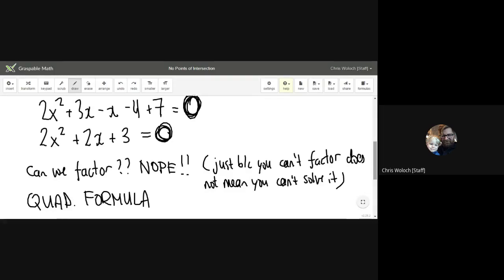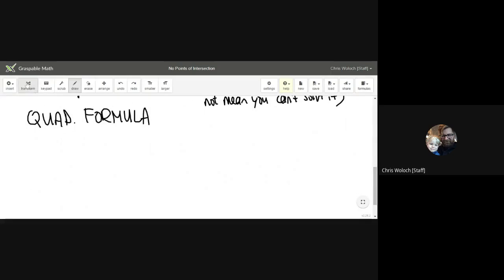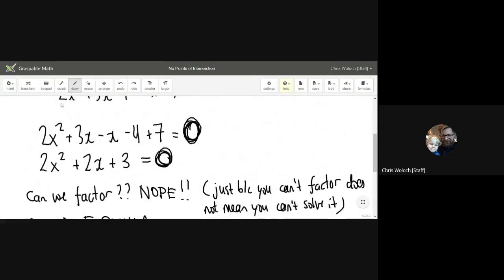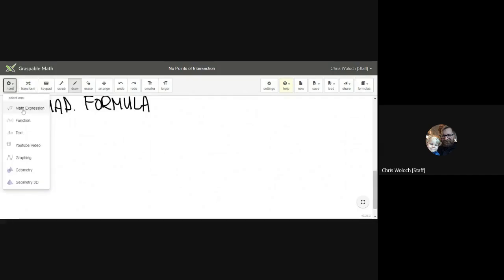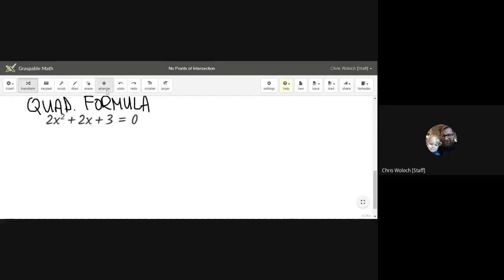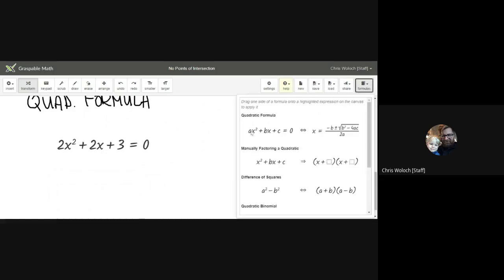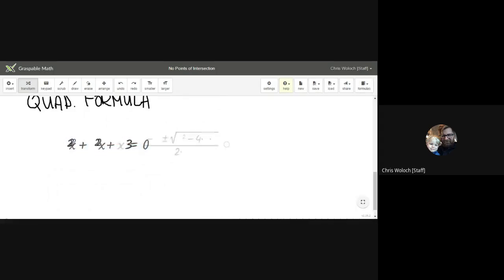And I'm going to do what I do here. I'm going to type in my equation, and then let the magic happen. So 2x squared plus 2x plus 3 equals 0. All right. So then I'm going to go to formulas. I'm going to drag this thing here, and then it's going to do that for me.